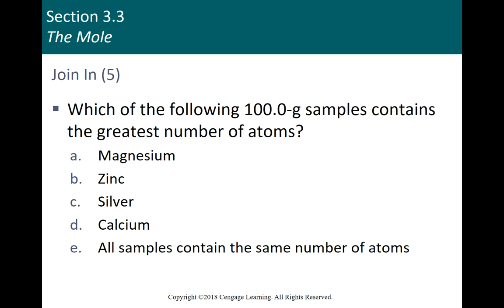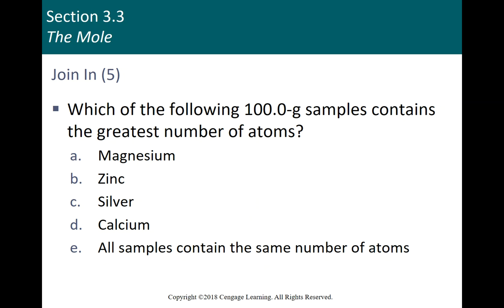Now this question, you could do a lot of math with it, but all of the samples are 100 gram samples. And the one that's going to have the greatest number of atoms is the one that has the smallest molar mass, because if it has the smallest molar mass, a 100 gram sample has more moles. With more moles, you'll have more atoms.